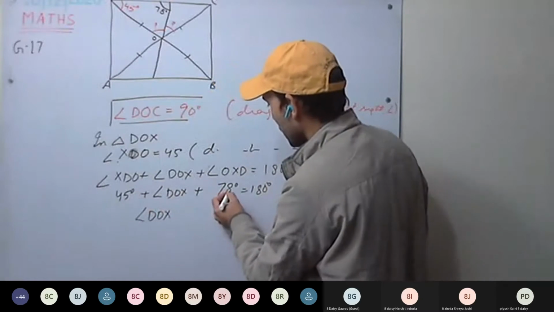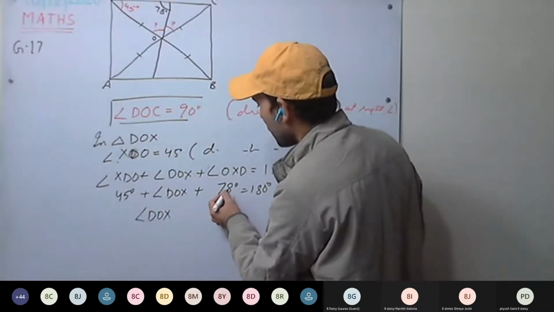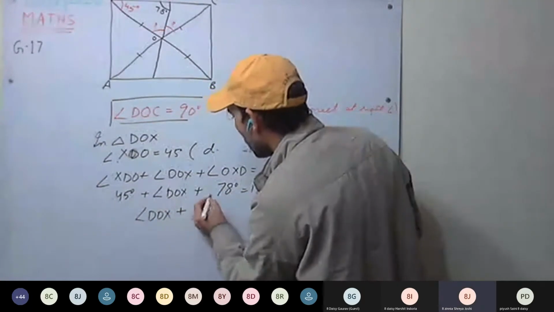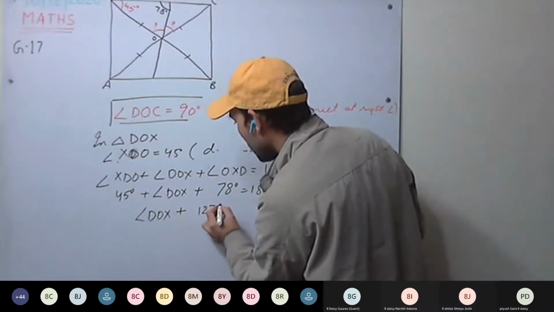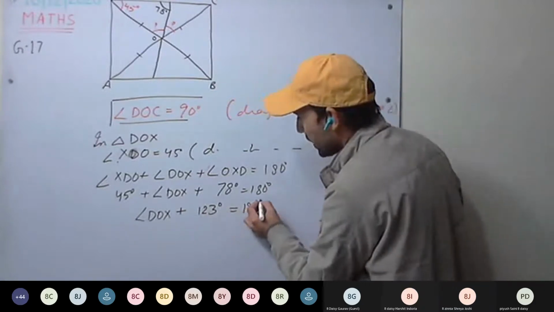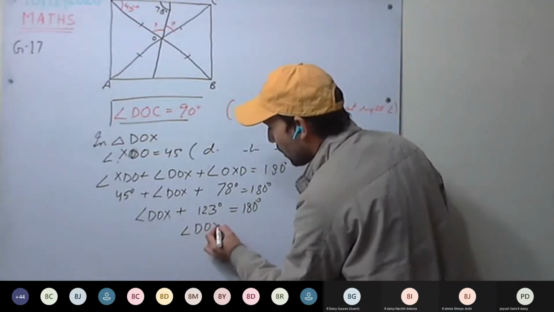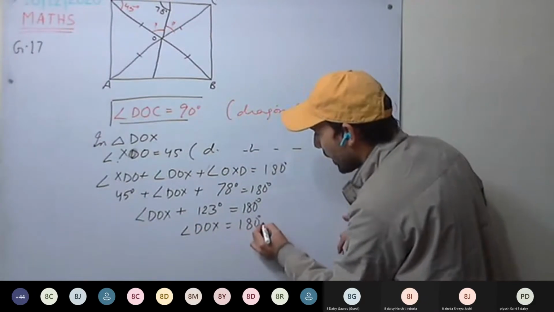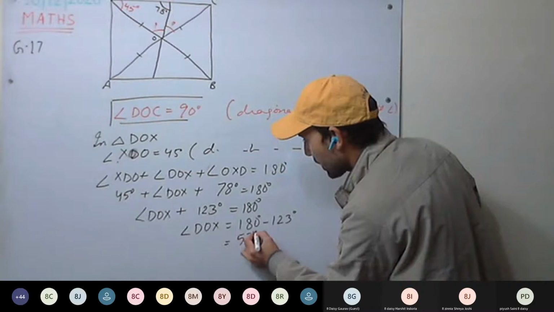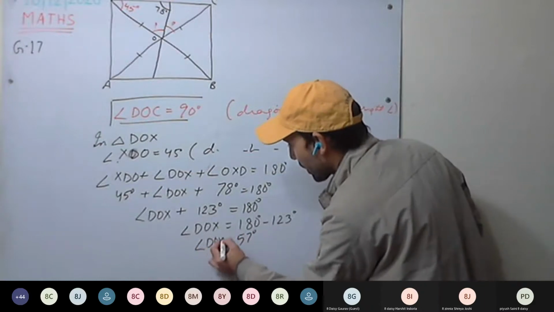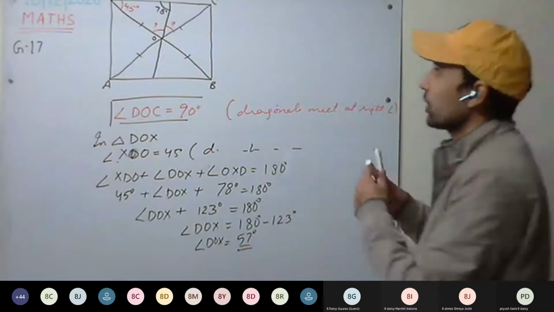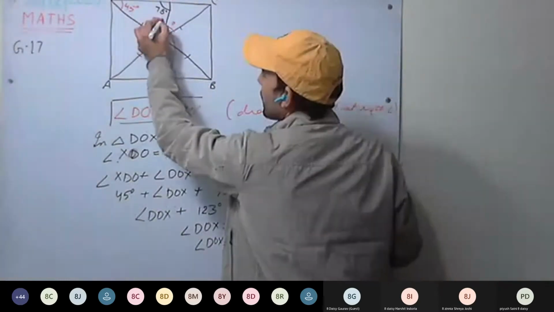This will be how much? 45 plus 78 is 123 degrees. Equal to 180 degrees. Angle DOX will be how much? 180 degrees minus 123, that is 57 degrees. Angle DOX equal to 57 degrees. Okay, so we have calculated this angle, 57 degrees.